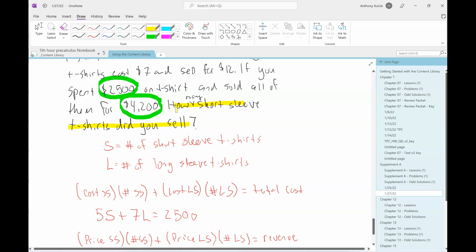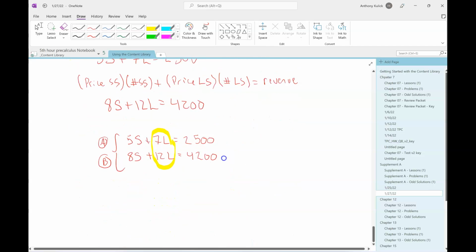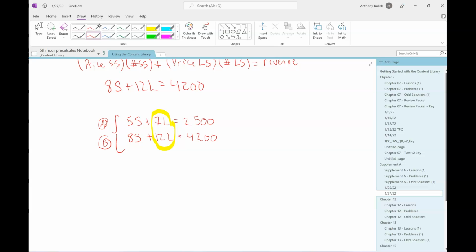Because the question is asking specifically about the number of short sleeve t-shirts. So if we eliminate the L first, we'll get our answer immediately. If we eliminate the S's first, that would give us the answer for L, but we'd have to substitute that back in to get S. So it just saves us a step. It doesn't prevent us from getting the correct answer if we eliminate the S's first, but it makes it a little bit more to do. And, you know, I have enough to do in my day. I'm not going to do extra math if I don't have to. You know what I mean?